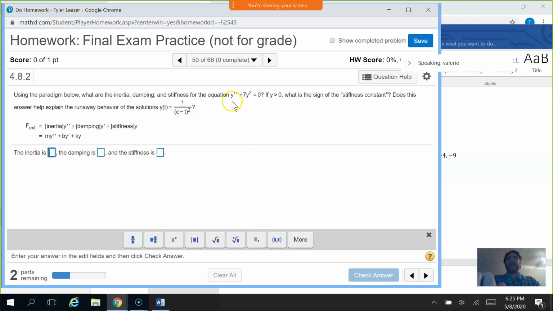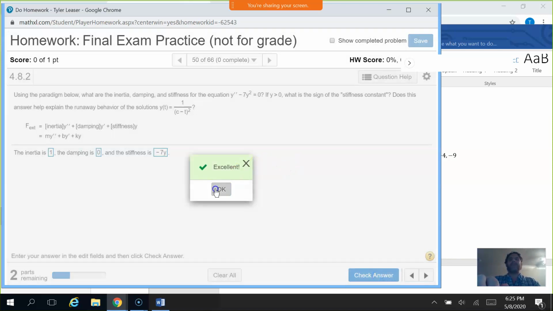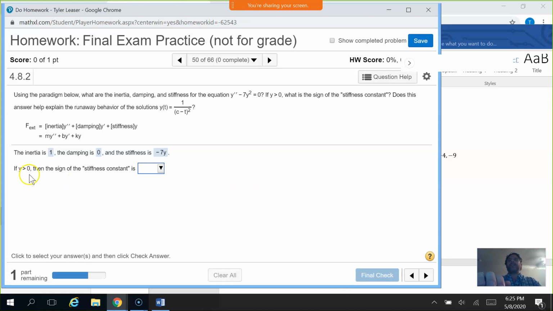So just to go through it, the inertia would be the mass. That's the coefficient on the second derivative, so just 1. This does not have any damping to it. So this one was kind of weird, right? I think we had one like this on the homeworks that you guys asked about before. But we have the 7y squared here, which means the stiffness is everything except for one of the y's, so negative 7y. So if y is greater than 0, then the sign of the stiffness constant would be negative, because you're multiplying a negative number times a positive number.